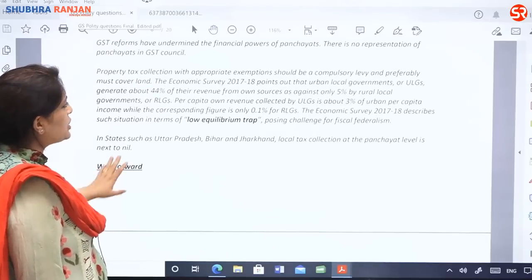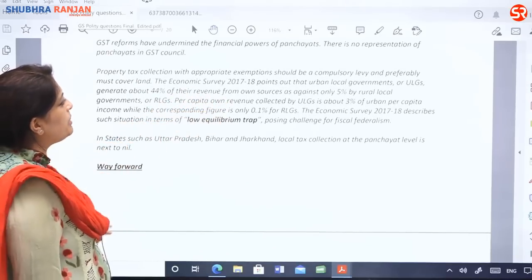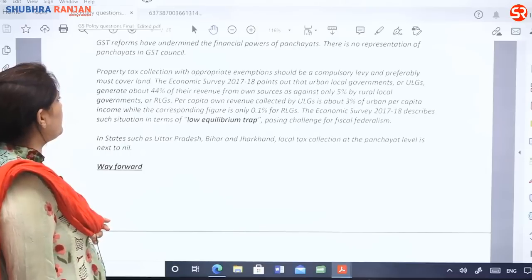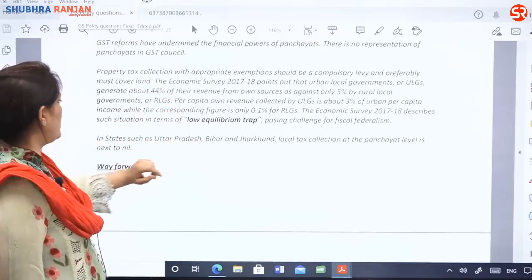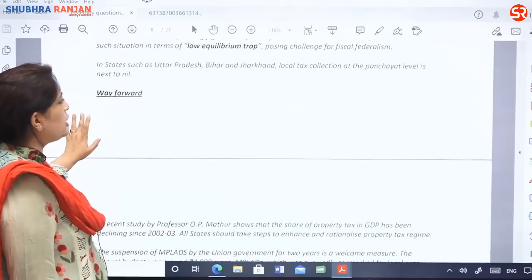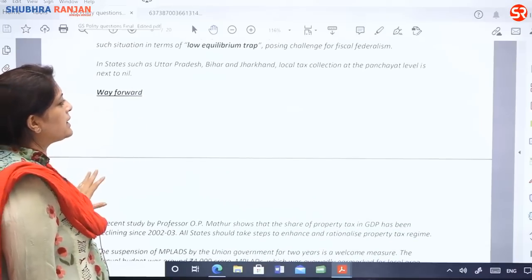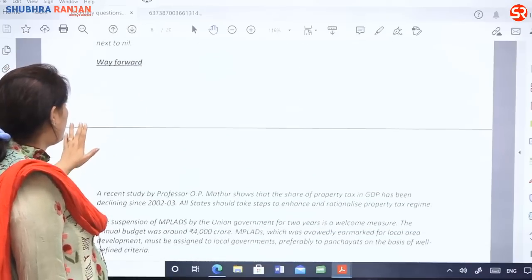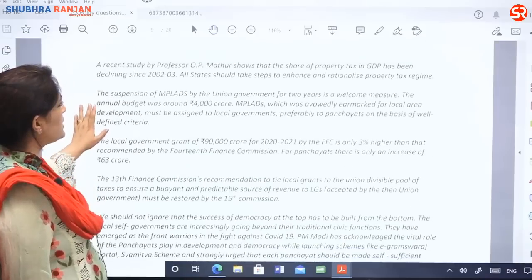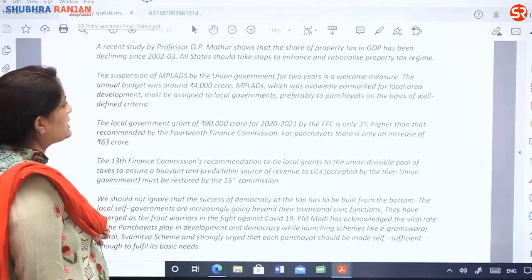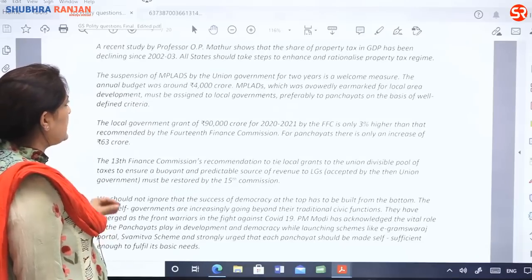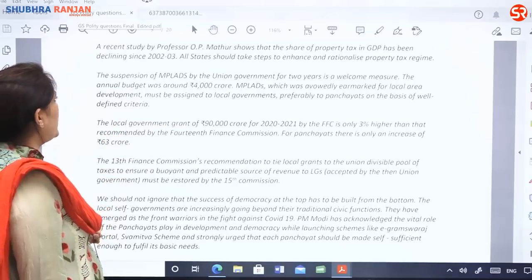Property tax collection with appropriate exemption should be compulsory. Levy and preferably must cover land. Economic survey talks about low equilibrium trap. In states like UP, Bihar and Jharkhand, local tax collection is next to nil. Way forward. A recent study by Professor Mathur says that the share of property tax in GDP has been declining. So all states have to go ahead with that.